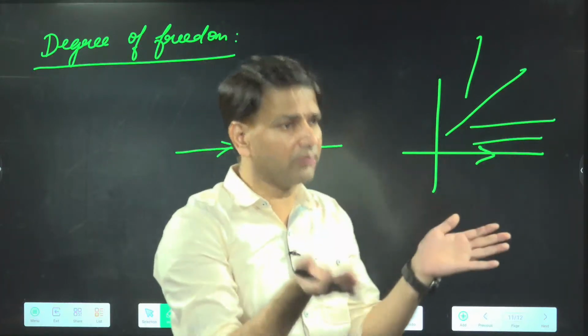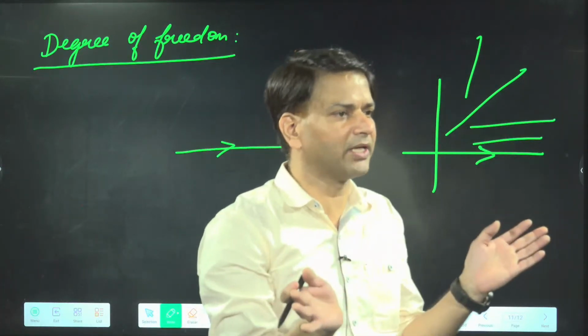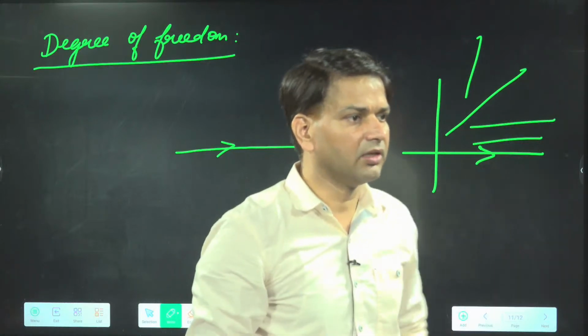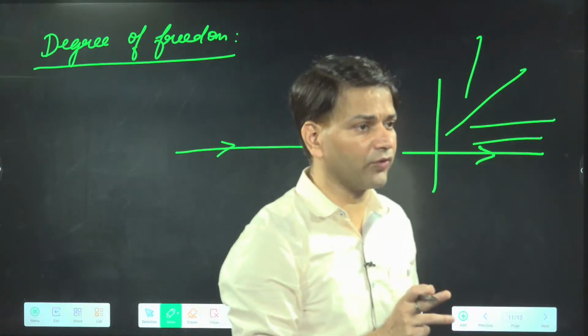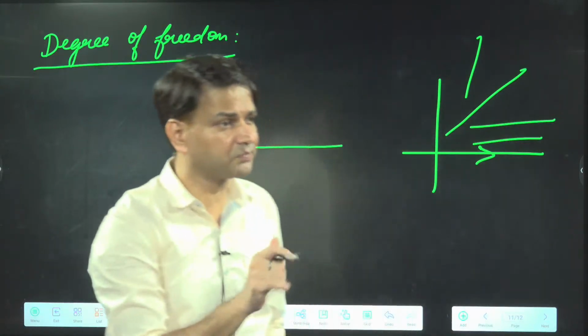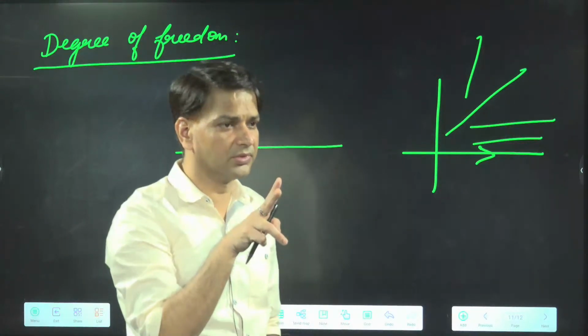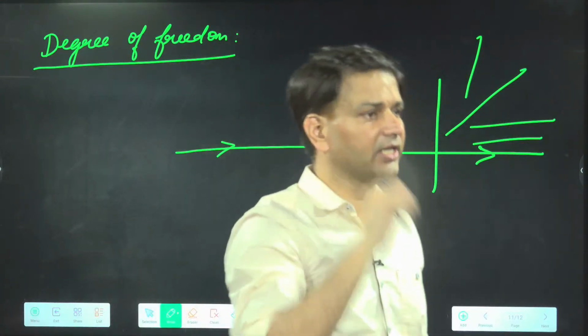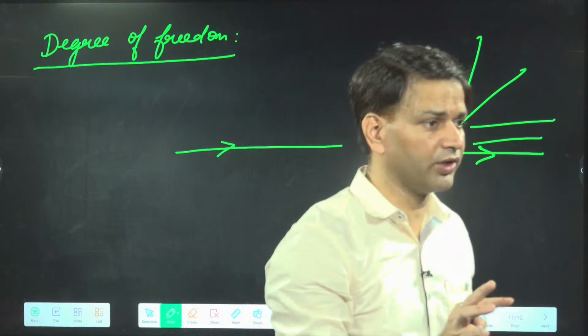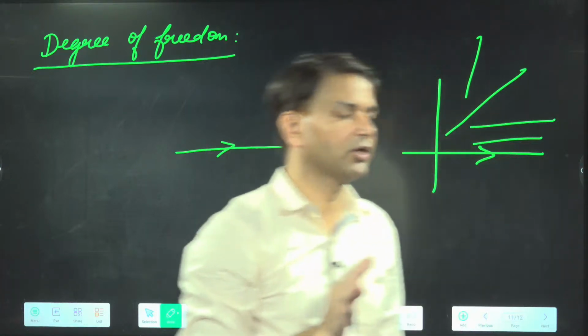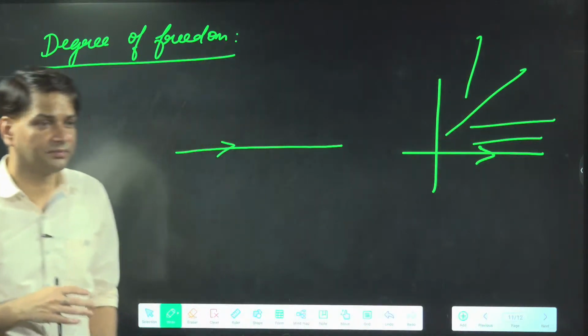So if I resolve my motion in the 2 independent directions, x and y, how many degrees of freedom will I have? In a motion in a plane, you will have 2 degrees of freedom. Motion in space, how many degrees of freedom can you have? 3 degrees of freedom. Did everybody get this or not? Otherwise I have to repeat again.